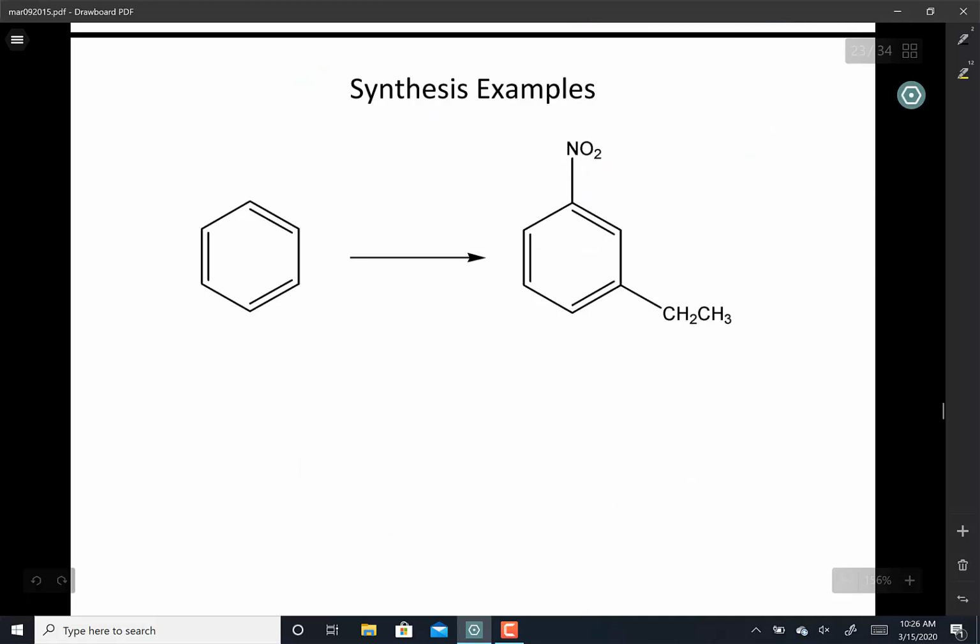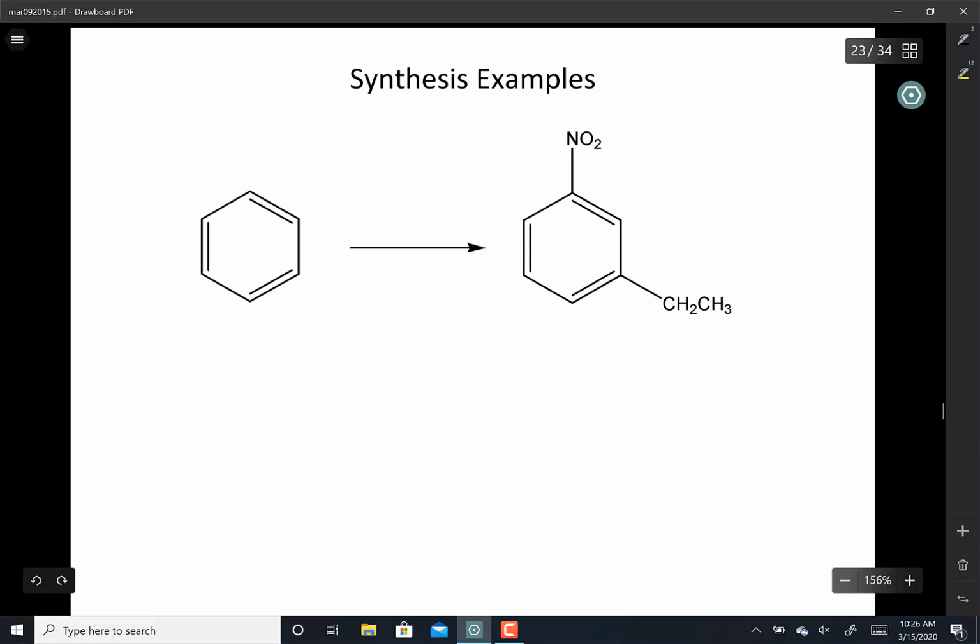Now, what we ultimately would like to do here is I would ultimately like to give you a problem and say, tell me how you would synthesize this meta ethyl nitrotoluene, or sorry, ethyl nitrobenzene, sorry. How would you make this compound from benzene?